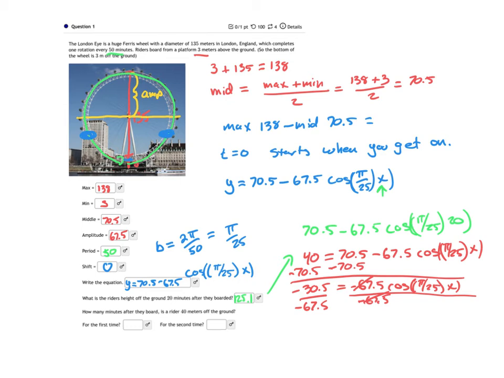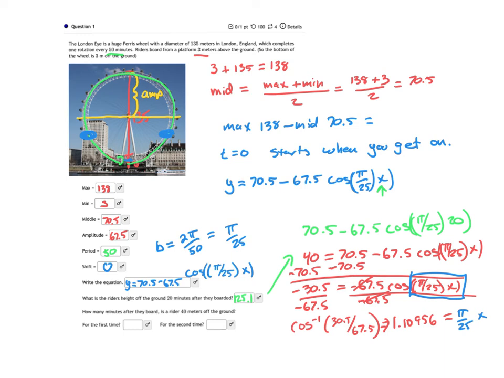And I'm not actually going to put it in my calculator yet. I'm going to do the inverse cosine of that fraction. So when you do the inverse cosine of 30.5 divided by 67.5 in your calculator, you're going to end up with a number that is equal to about 1.10956. Now, that is what the inverse cosine equals. So that equals what was after my cosine before. So that's pi over 25 times x.